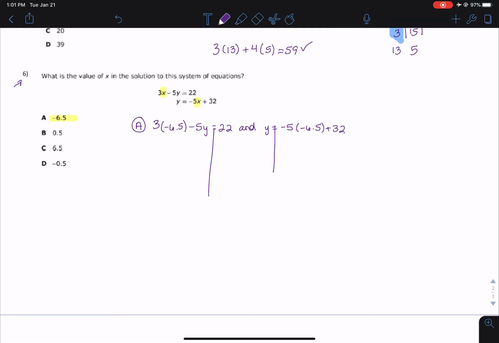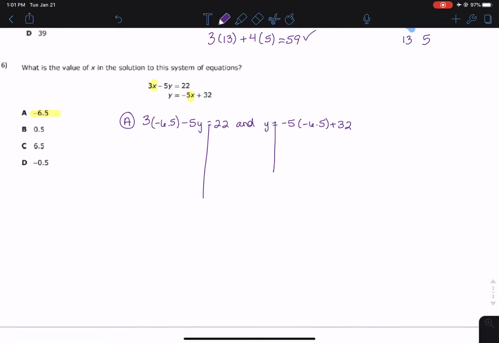So if you solve those, 3 times negative 6.5, hang on, I'm working fast. Let me get a calculator just to make sure. 3 times negative 6.5 is negative 19.5, minus 5y equals 22. Add 19.5. Negative 5y equals 41.5, divided by negative 5. Y equals negative 8.3.